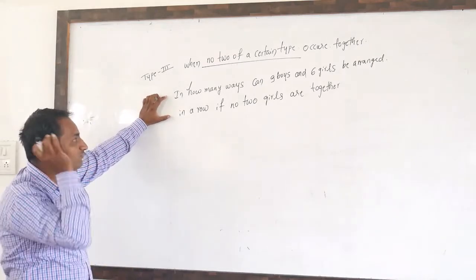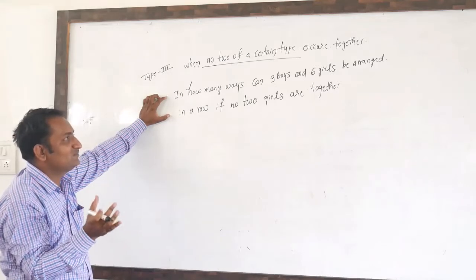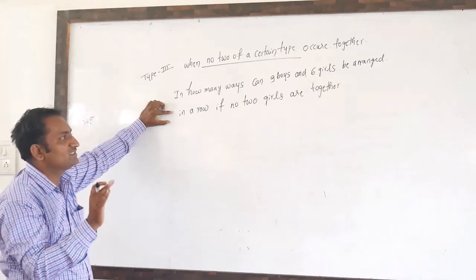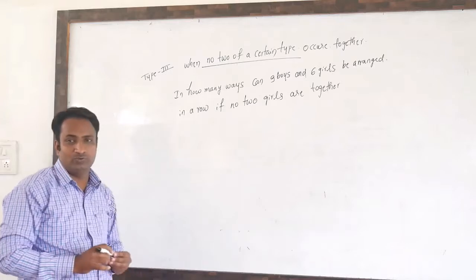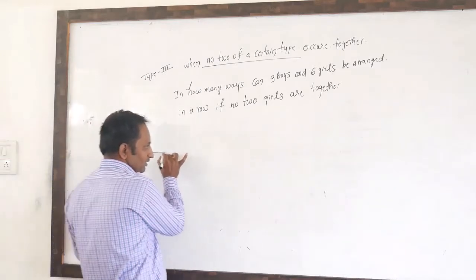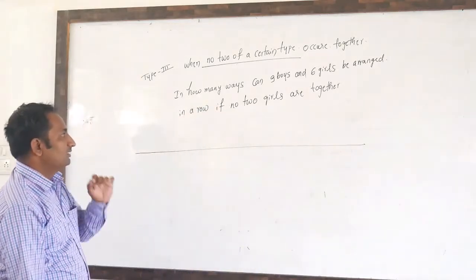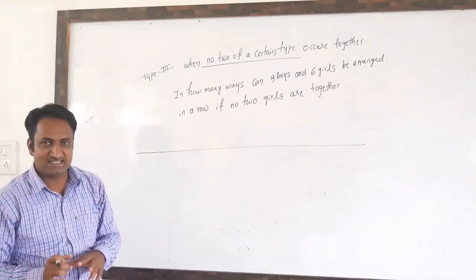In how many ways can 7 boys and 6 girls be arranged in a row if no 2 girls are together? If no 2 girls are together. That's why here this is one row. We can choose one row. Here we can arrange 9 boys and 6 girls. 9 boys and 6 girls.